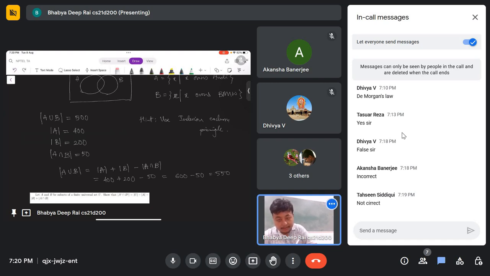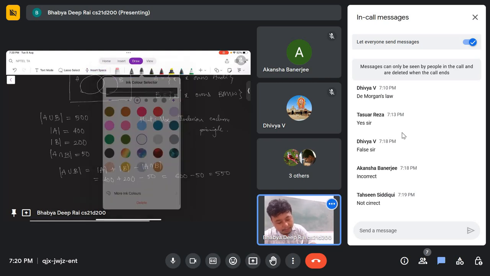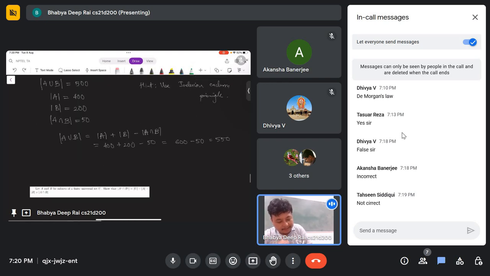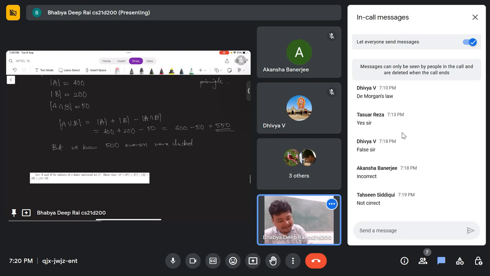But what do we know? We know that 500 car owners were investigated. But we know 500 owners were checked, and we are getting something more, 550. So where are these 50 owners coming from? There must be some kind of error during the investigation, some kind of data entry error. So data is incorrect. Good.